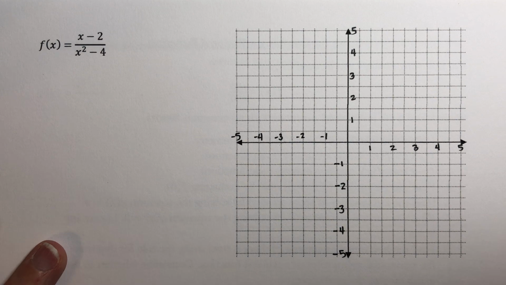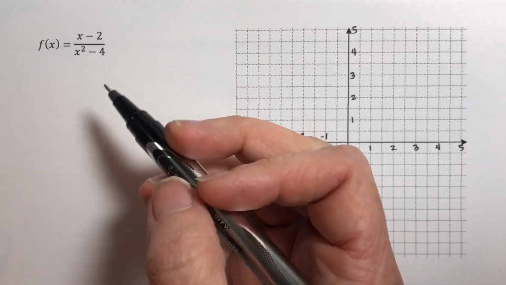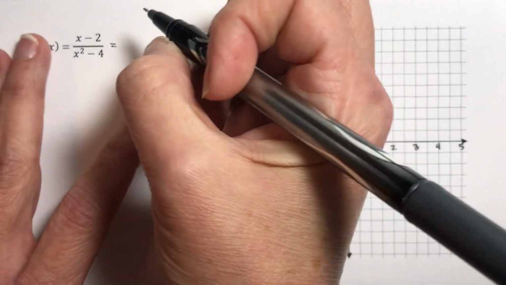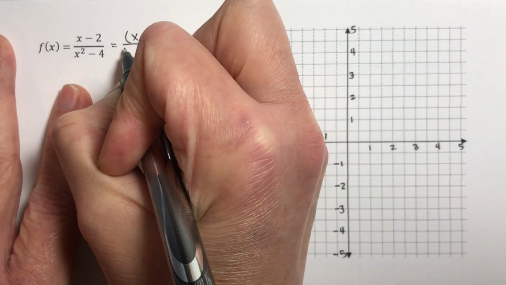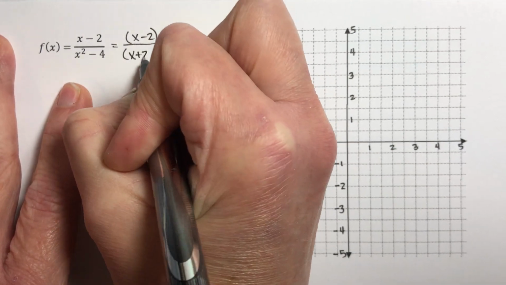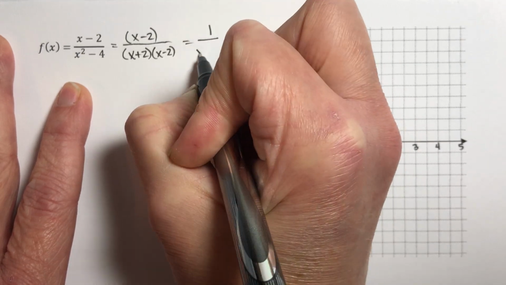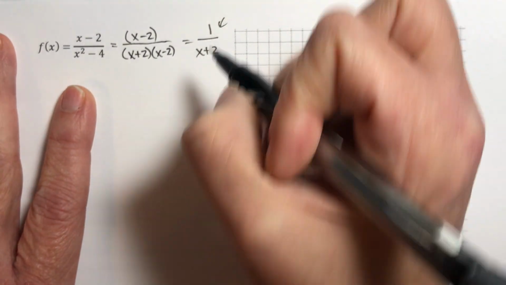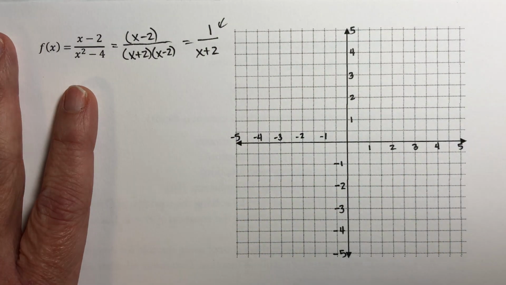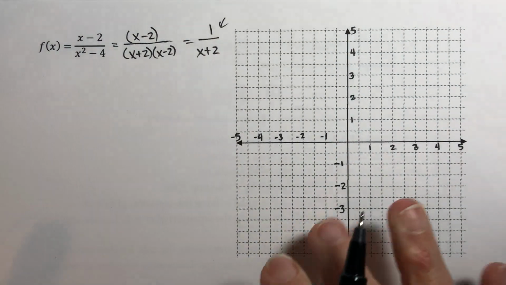Now, I know our first step is to find the symmetry and everything else, but if you look at this and you see that it is going to reduce, and it definitely is, this is the same as x minus 2, which does not factor, over, this is a difference of squares, so x plus 2, x minus 2, 1 over x plus 2 is what we have left. Now we can use the reduced version for everything except for finding holes. When we're looking for holes, we have to come back up here, okay?